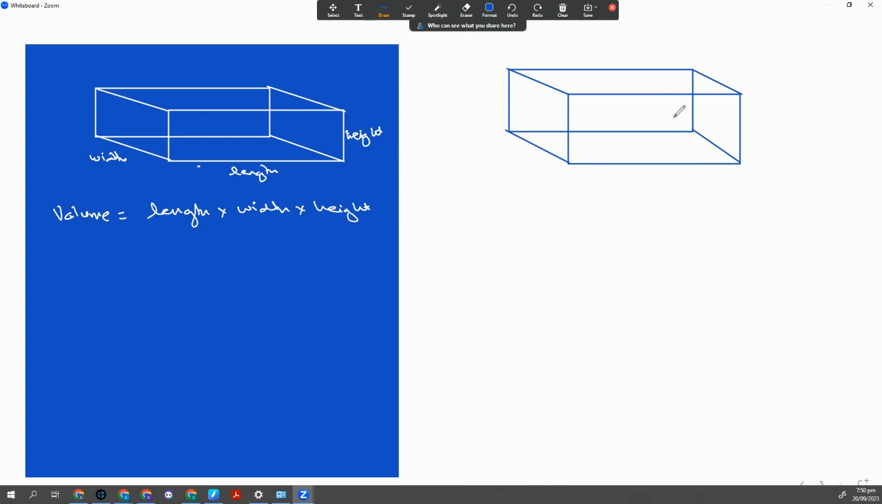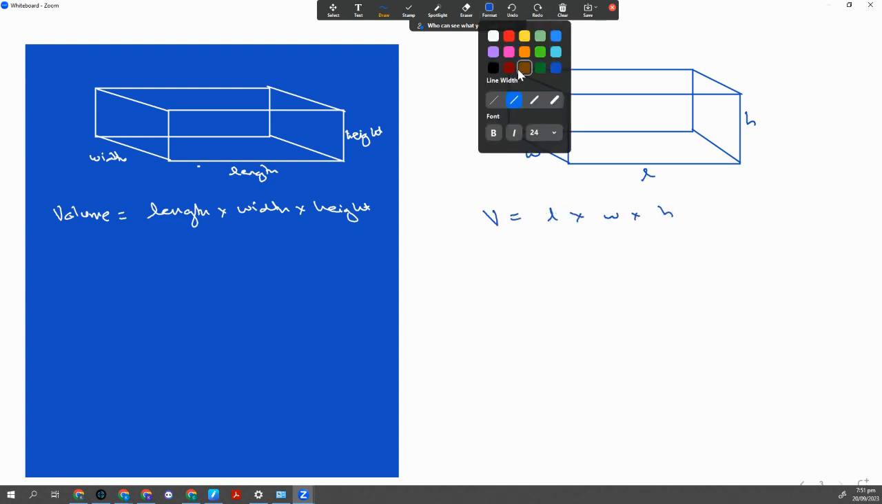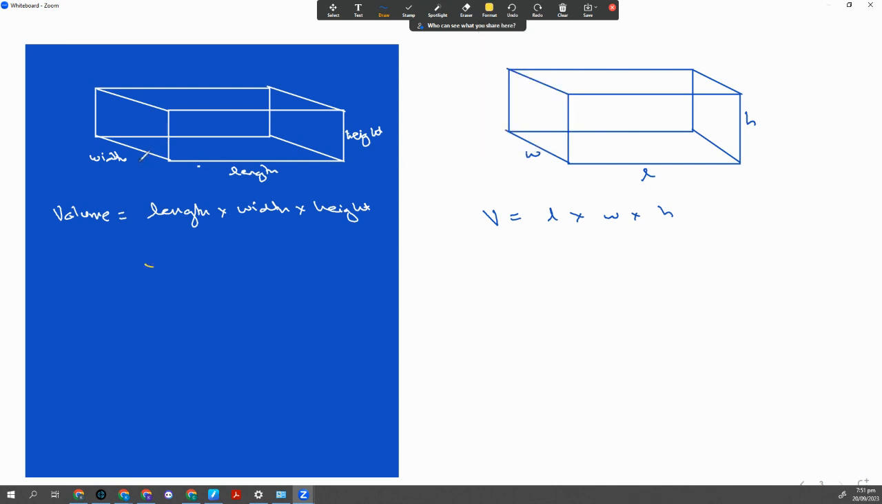From there, we can see that this is going to be my length. I'm going to write L for length, W for width, and H for height. I'm going to write V equals length times width times height. Okay. Let's give it some values.